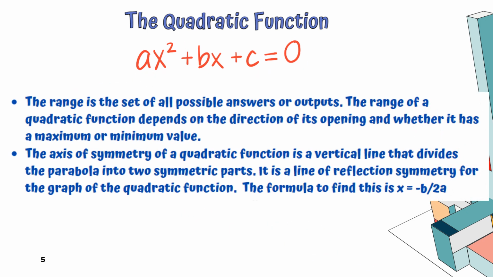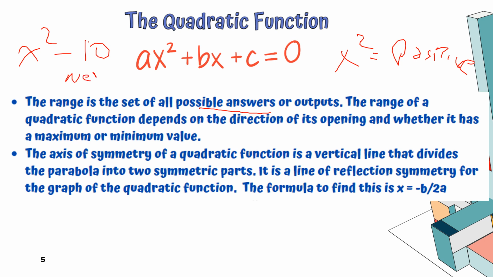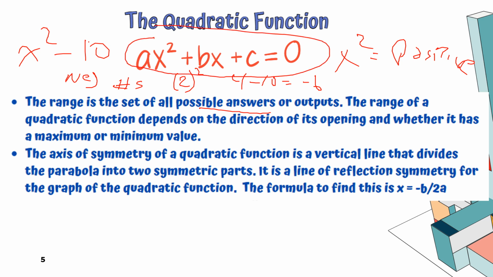Some other things: your range is the set of all your possible answers. Like x squared is always going to be positive. Well, let's say you have x squared minus 10. There could be some negative answers, or there could be some positive ones. So like this one, if x is equal to 2, 2 times 2 is 4, 4 minus 10 is negative 6. So it is possible to get some negative answers with the quadratic function based on the bx or the c. They can pull our positive number down into the negative area.